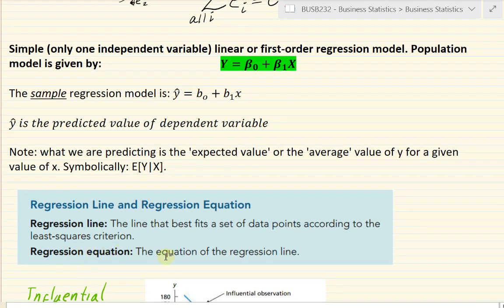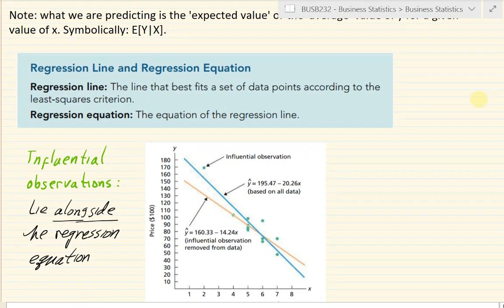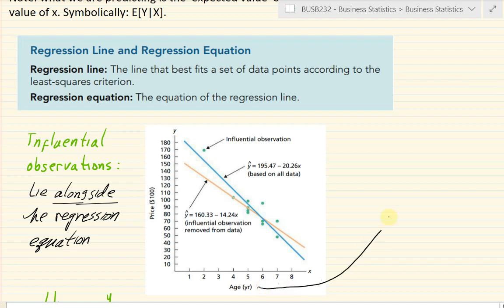And the regression equation is the equation of that regression line. The line of best fit is called the regression equation. Now, a couple of ideas here. In this data set, and don't worry about what the data is, but if you're curious, the age in years, these are the ages of some automobiles, and these are the prices of them. Okay, these automobiles are, let's say, Orions.